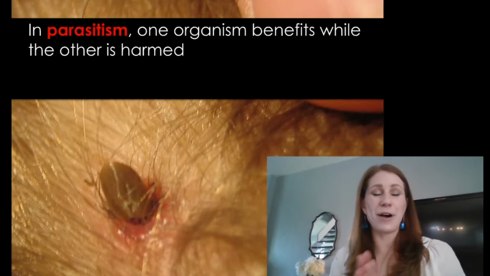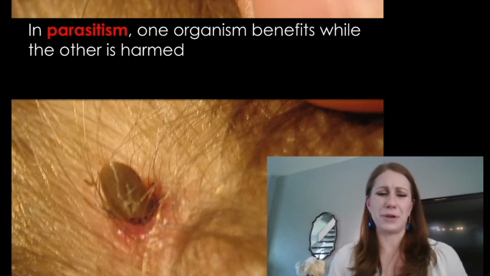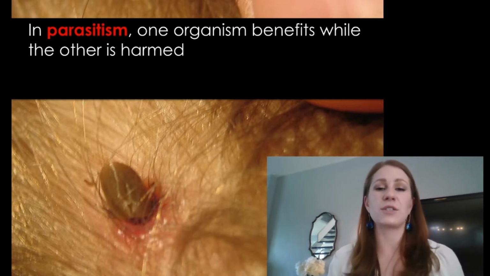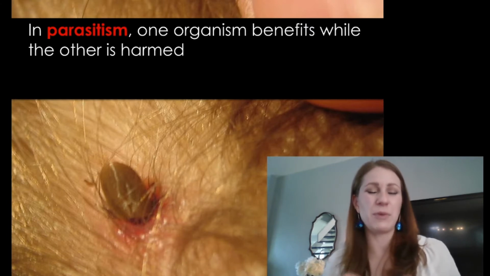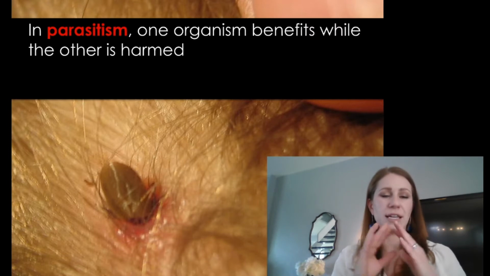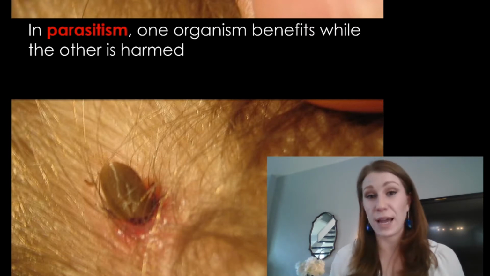The second type of symbiosis we're going to talk about today isn't a happy one. You'll notice I used red here. This is parasitism. And in this case, one organism benefits, the parasite, while the other is harmed. And we call that the one that's harmed the host. So if you ever have seen a tick bite or you think about a leech, those are parasites.